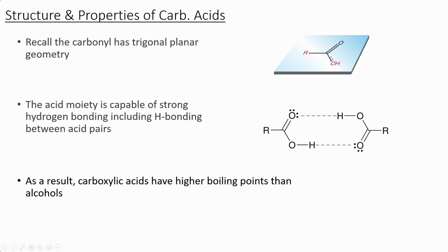Our carbon on a carbonyl group is sp2 hybridized, which leads it to having a trigonal planar geometry. On a carboxylic acid, we have both Lewis basic character and Lewis acidic character, which also leads to Bronsted basic and Bronsted acidic character. That means that 2 molecules of carboxylic acid can hydrogen bond with each other, and this will increase the boiling point of carboxylic acids relative to alcohols because of this hydrogen bonding that can occur.